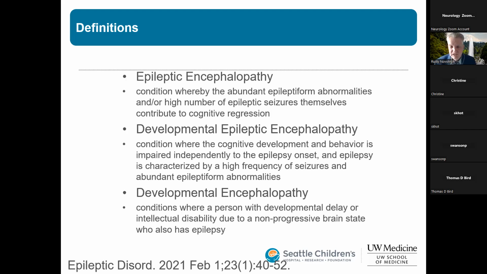a person with a developmental delay or intellectual disability is due to some non-progressive brain state, such as a perinatal stroke or early brain injury that creates a static process that isn't going to get worse as a function of time. So those are the kind of main three categories, and the interaction between the epilepsy and the underlying causes is still being sort of worked out over time.